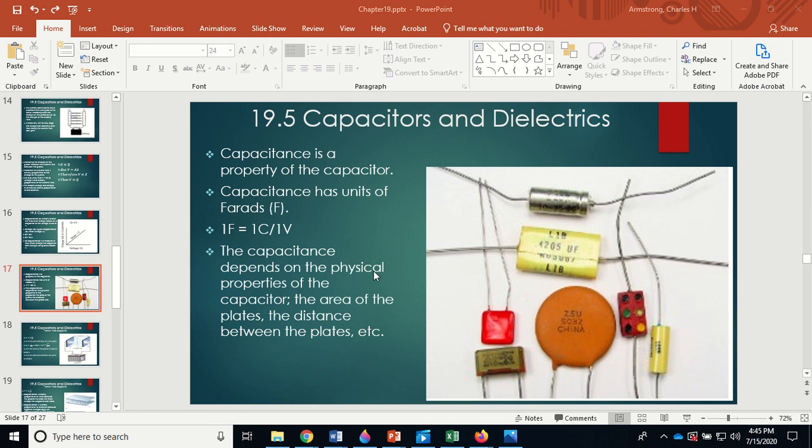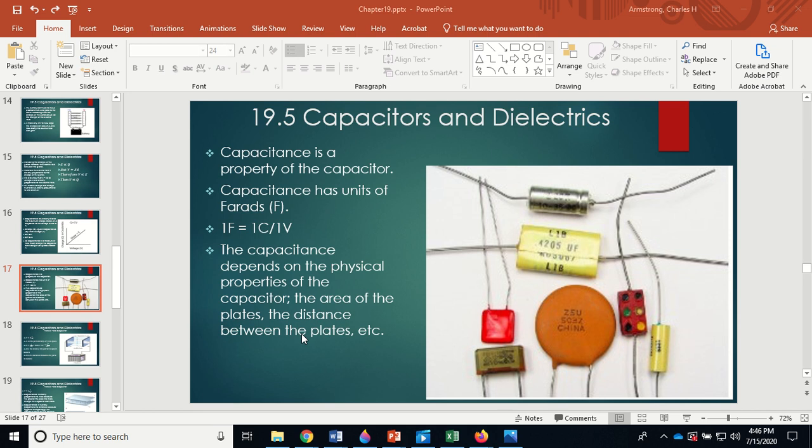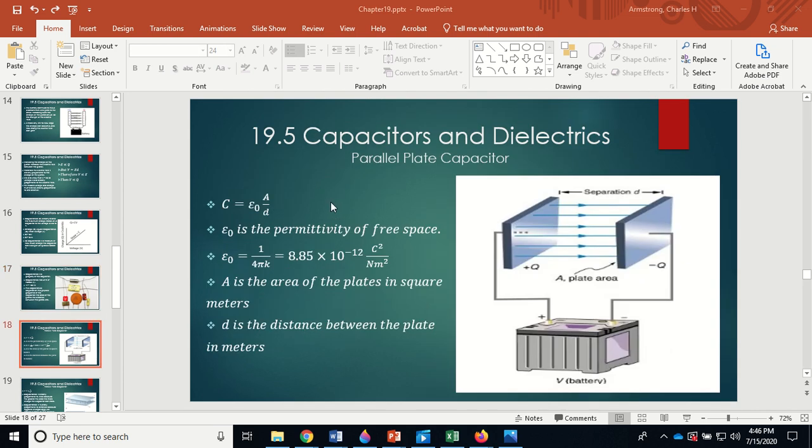Okay, the capacitance depends on the physical properties of the capacitor: the area of the plates, the distance between the plates, basically, and then the dielectric. I'm going to try to skip over the dielectric, or just make the easy version of the dielectric idea. Okay, so now this is what the capacitance is equal to. This is just a constant. It's the permittivity of free space. It's just this number right here.